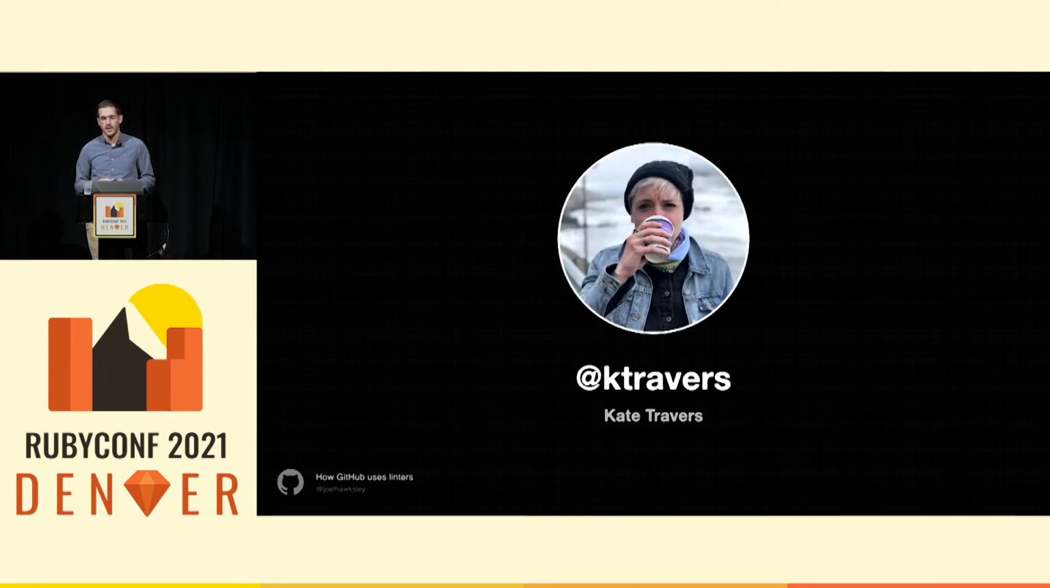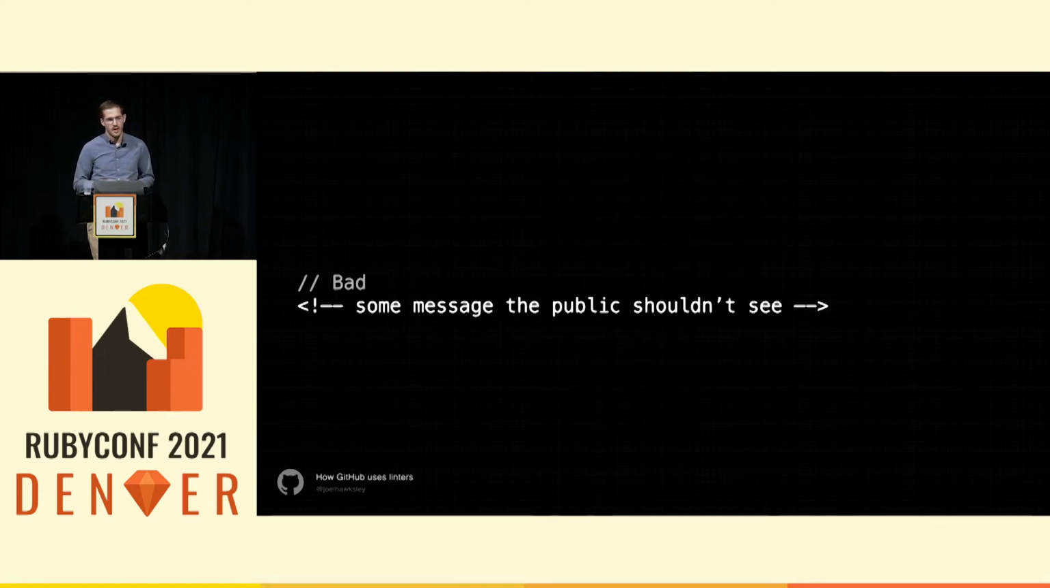So here's one example from my colleague Kate Travers. The rule she added was to prevent leaking information in templates. We had this problem where people would write HTML comments that would put out some information, say about a database record, that we didn't want to send to a customer, and people wouldn't make the connection that that HTML comment was actually going to end up in front of a customer. So basically what we said is, this is bad. Let's encourage people to use ERB comments, which are not returned to the customer.